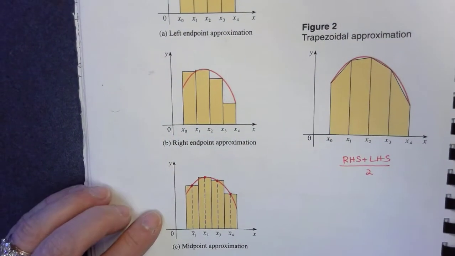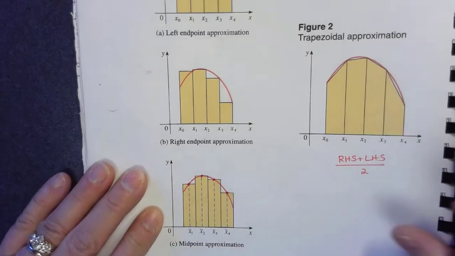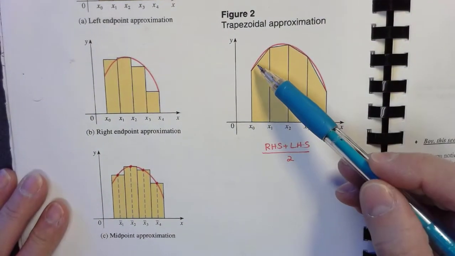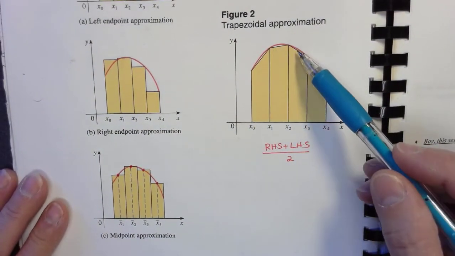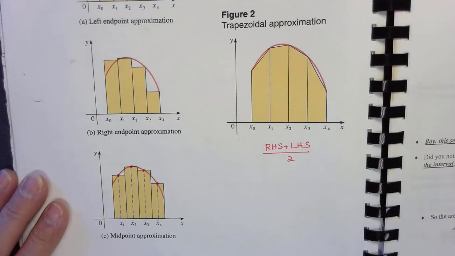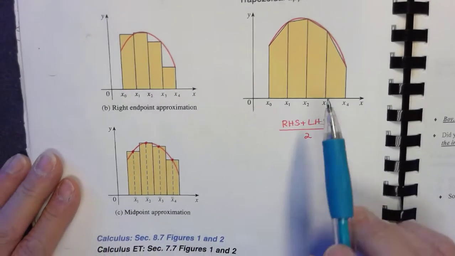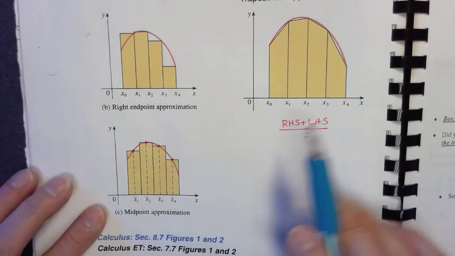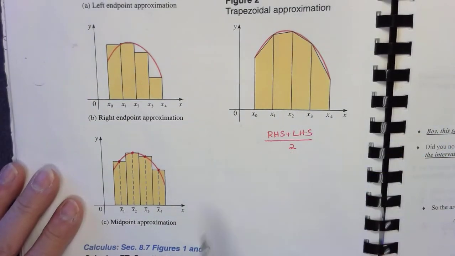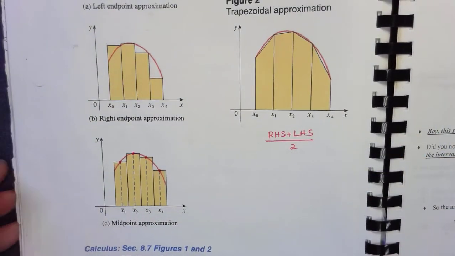But what would give a better approximation than midpoint? The trapezoid. Look how little area is left out when we use a trapezoid approximation. And by the way, a trapezoid approximation is your right and left-hand sum averaged. The midpoint is not the average of the right and left-hand sums, amazingly. It is the trapezoid approximation that is.